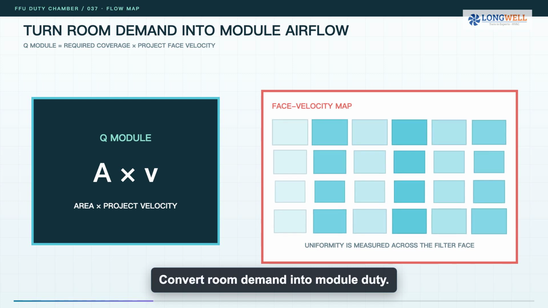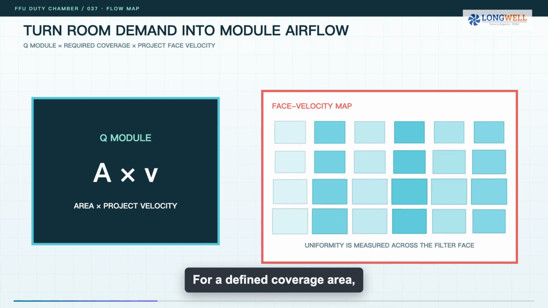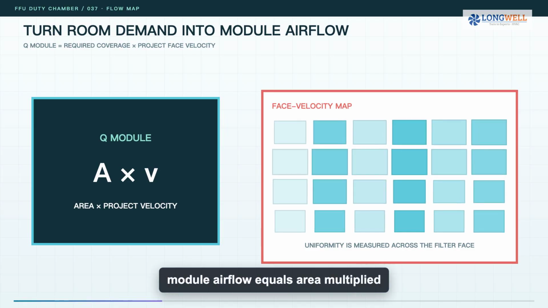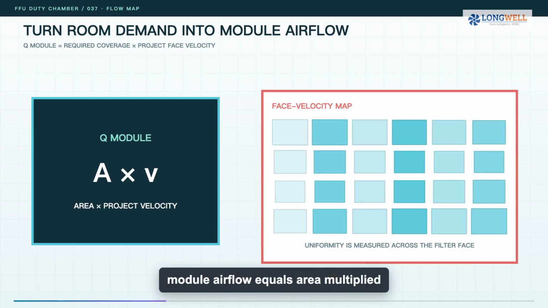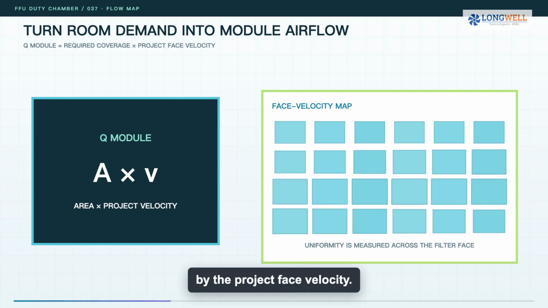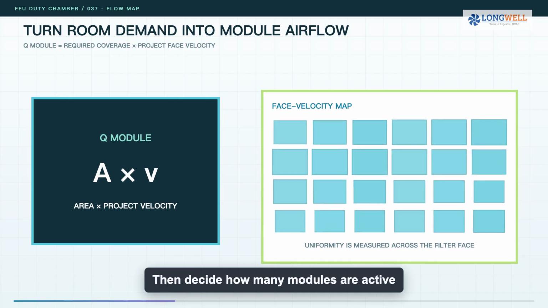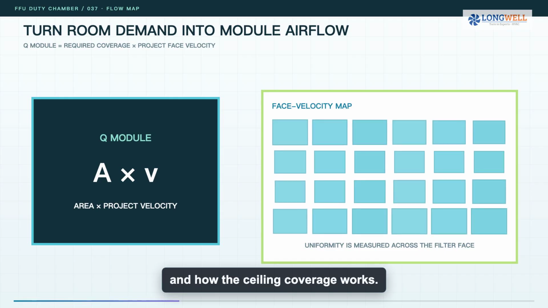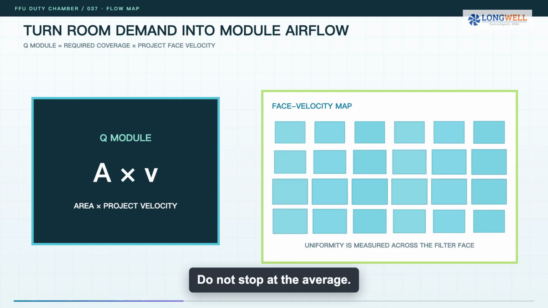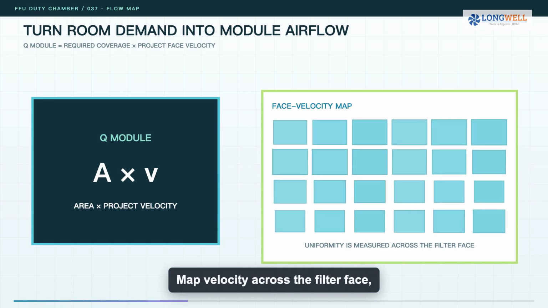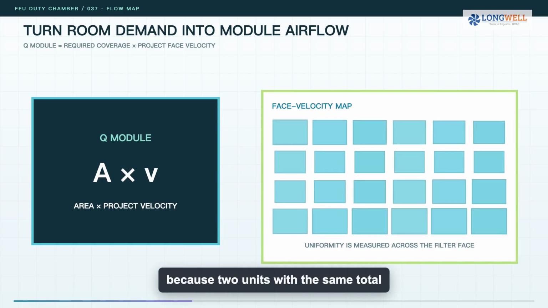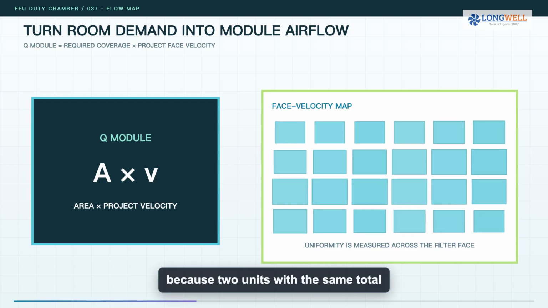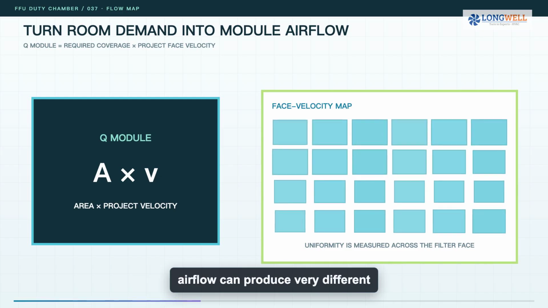Convert room demand into module duty. For a defined coverage area, module airflow equals area multiplied by the project face velocity. Then decide how many modules are active and how the sealing coverage works. Do not stop at the average. Map velocity across the filter face, because two units with the same total airflow can produce very different uniformity.